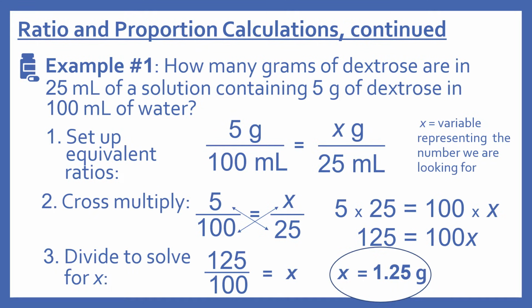Divide to solve for x. So we have 125 divided by 100. That will give us x, what our answer is we're looking for. And that is, if we do the math, it's 1.25 grams.